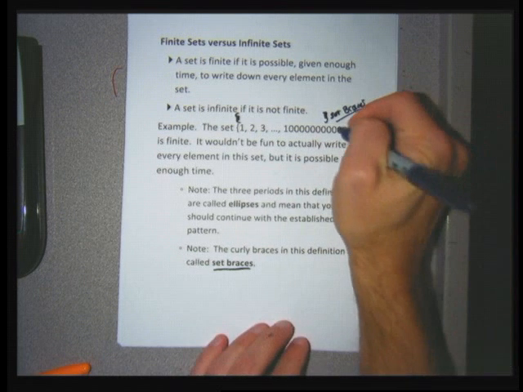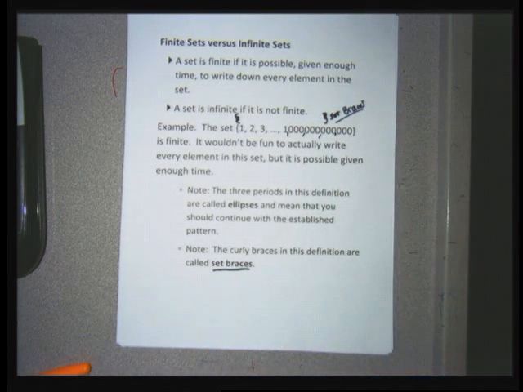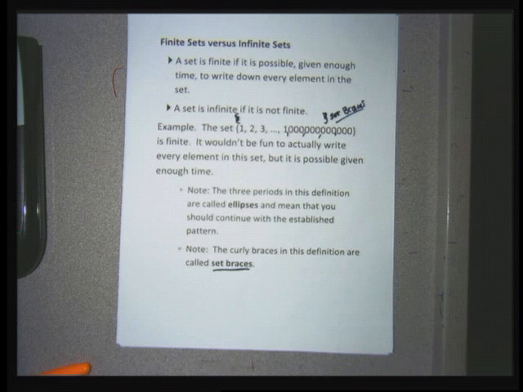Let me go backwards here. Believe it or not, that's 1 trillion. Our national debt's about 15 trillion right now. Anyways, this is a set where I gave the elements of the set, and I have to decide if it's finite or not finite.